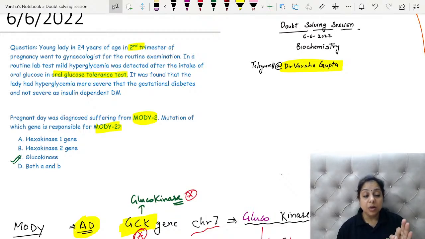And see, longevity is one thing, metabolic process is one thing, programmed cell death is a different thing. So you have to keep an eye on the words if they are asking you this kind of question.